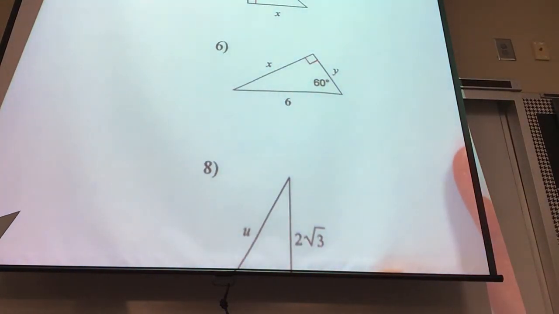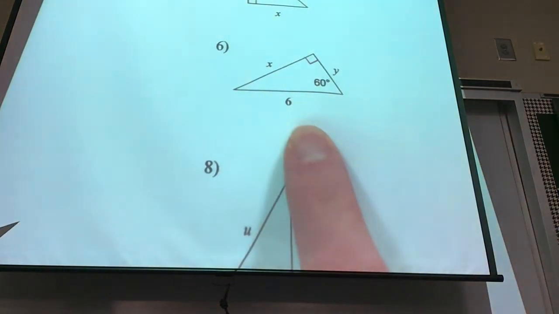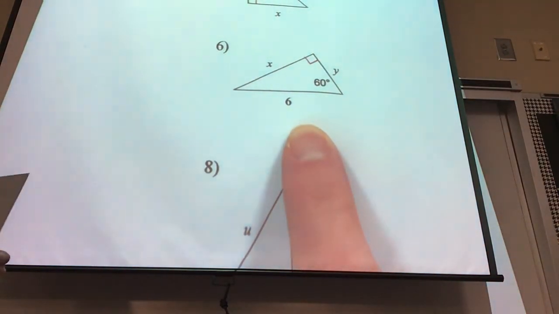Now this is going to start with number 6 on here, on my worksheet, because 1 through 5 is the 45, 45, 90. So you're actually starting here with number 6. So go ahead and start with number 6 right here. This is your homework.